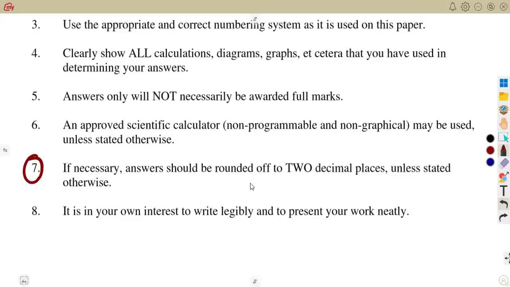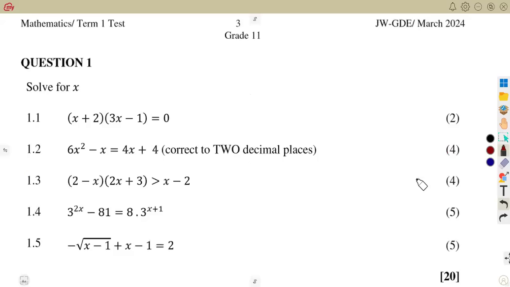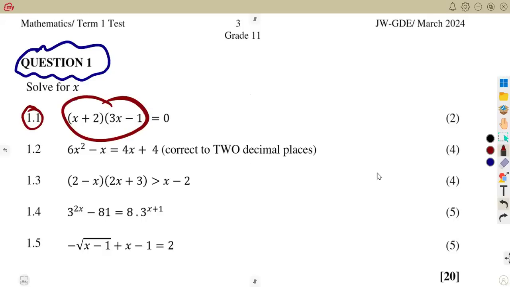If necessary, answers should be rounded off to 2 decimal places unless stated otherwise. So read all other instructions. Let us quickly rush through our questions. Question number 1, solve for x. So 1.1, we are already given 2 brackets, all right, equal to 0.